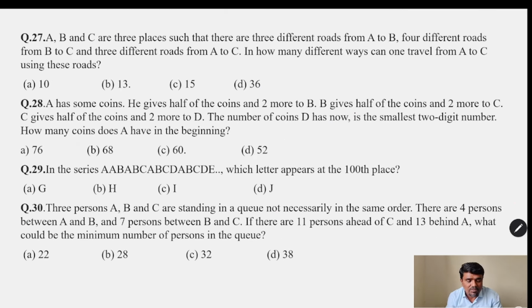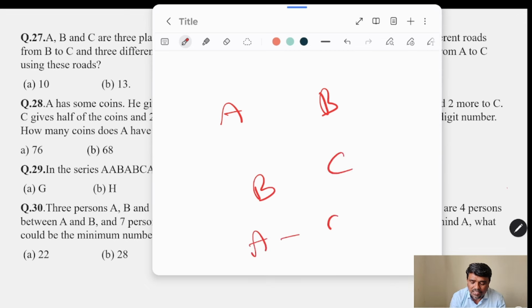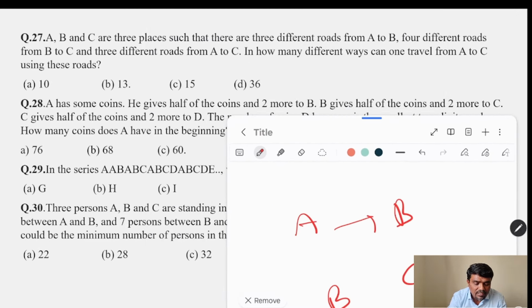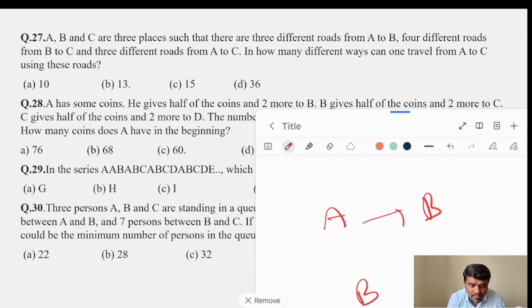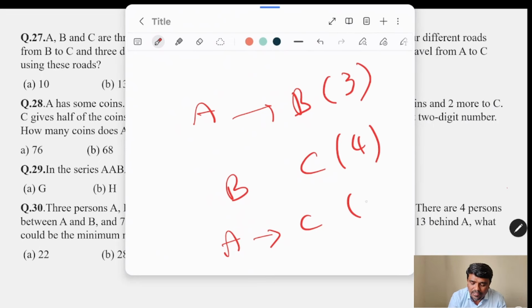Question number 27. A, B and C are 3 places such that there are 3 different roads from A to B, 4 different roads from B to C, and 3 different roads from A to C. How many different ways can one travel from A to C using these roads? Once again, permutation and combination, but it is a very simple concept. It is a counting technique. A to B, B to C, A to C. A to B, how many are there? 3. B to C, 4. And 3 here.